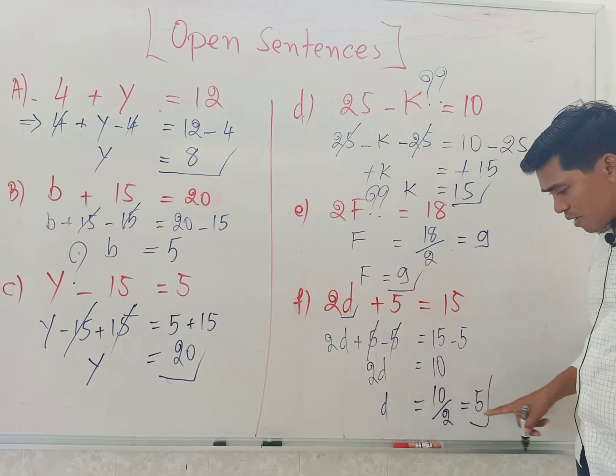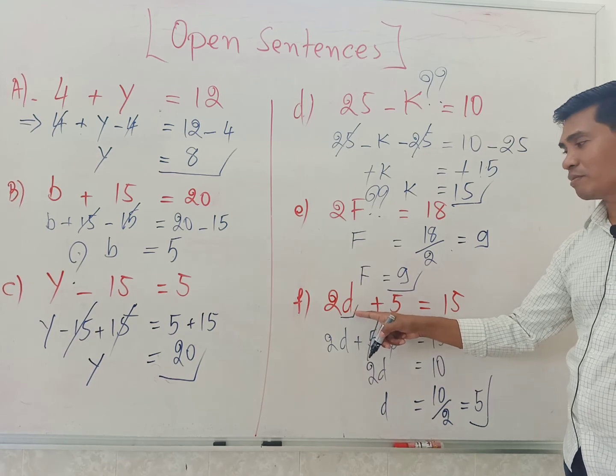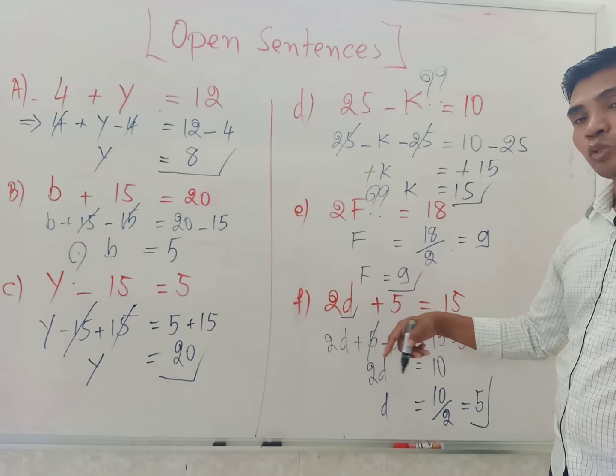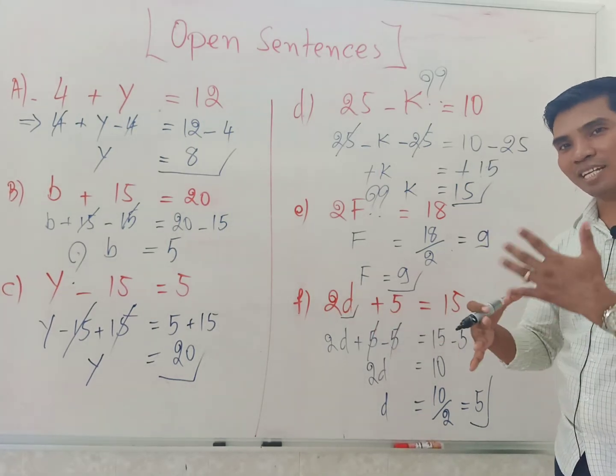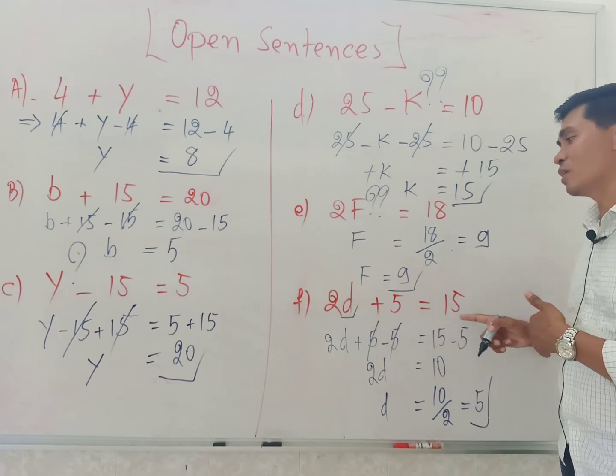So when you replace D with 5 here, 2 times 5 is 10. 10 plus 5 equals 15, okay, so correct.